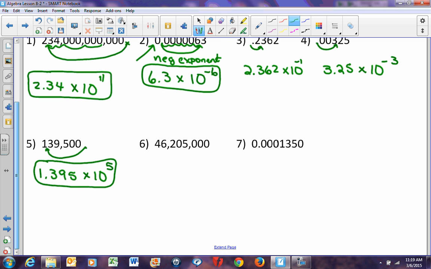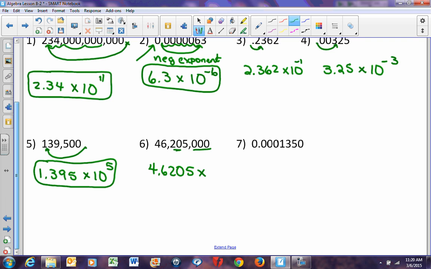Okay, the next number, 46,205,000. My decimal point has to go between the 4 and the 6, and I have to list all the digits until I get to a bunch of zeros in a row. So I have to list 4.6205. I can't stop at the 4.62 just because there's a 0 here. That does not mean I can stop. I have to list all the digits till the only thing left are zeros.